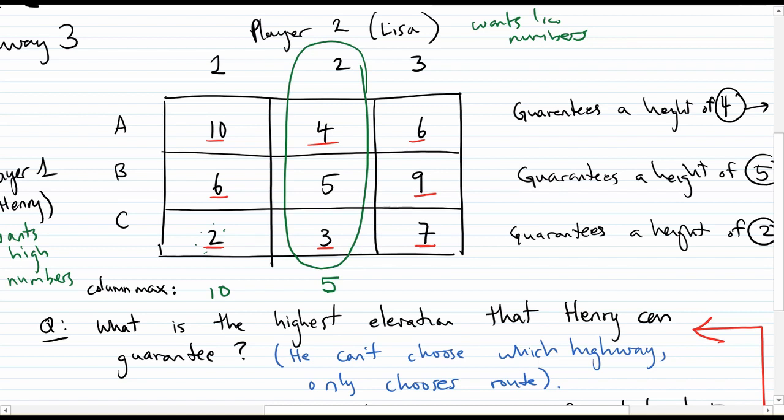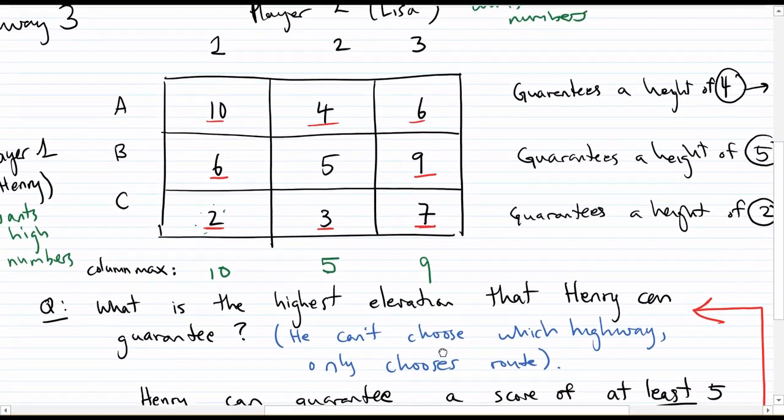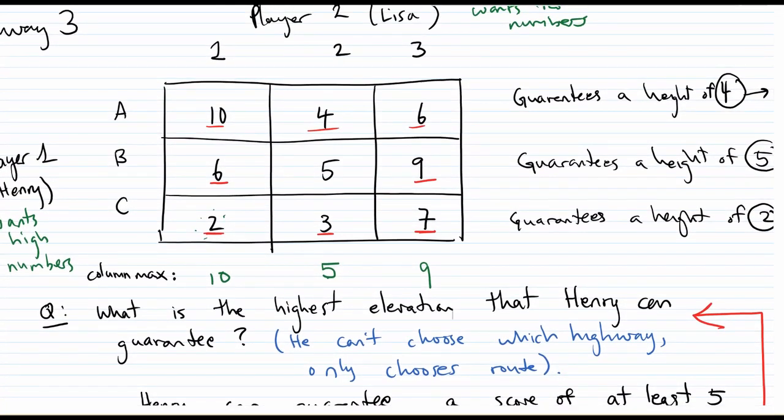And that's at least a lot better than a 10. Okay, now what about highway 3? Well, the worst case for Lisa in highway 3 is a score of 9. Again, that's the maximum in the column of this number. And so, which column should Lisa choose? Which highway should Lisa choose?